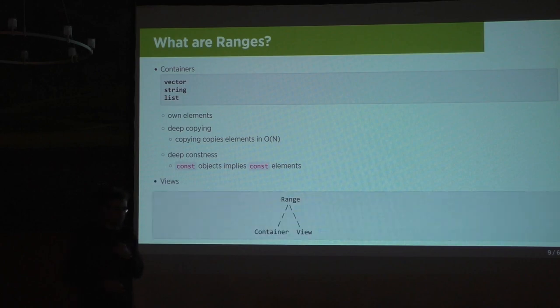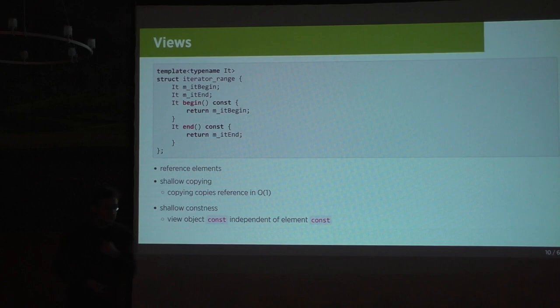Well, not so much, because there are also views. How are views different? Views actually reference their elements. They don't own them. They just point at them. And they have shallow copy semantics, you just copy references, and shallow constness. So if the object is const, it doesn't mean necessarily that you cannot change the elements. And you think, well, that's kind of a strange beast, but it's really not, because this is exactly what we had with iterators. So essentially you can think of a view as the plain old iterator pair that we had for a long, long time.